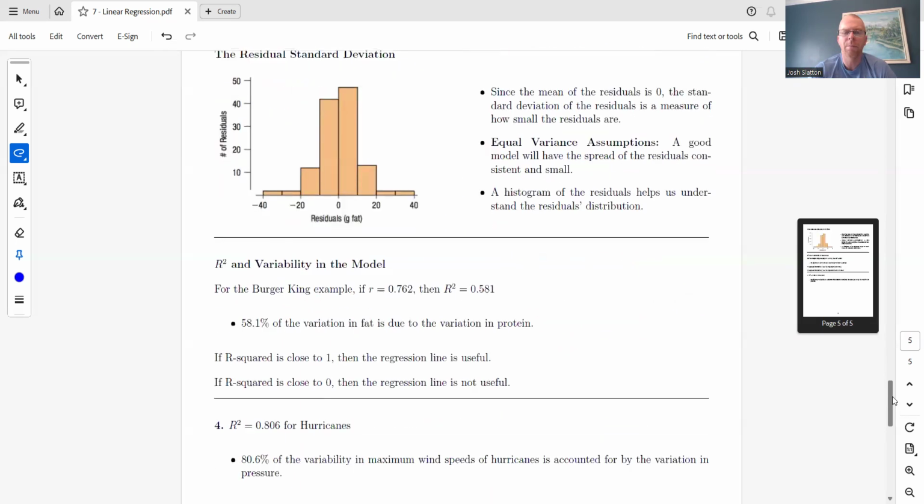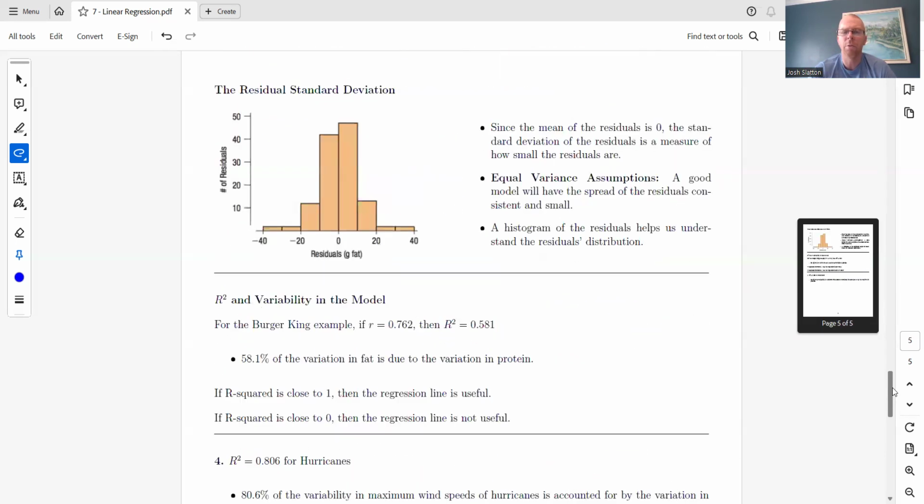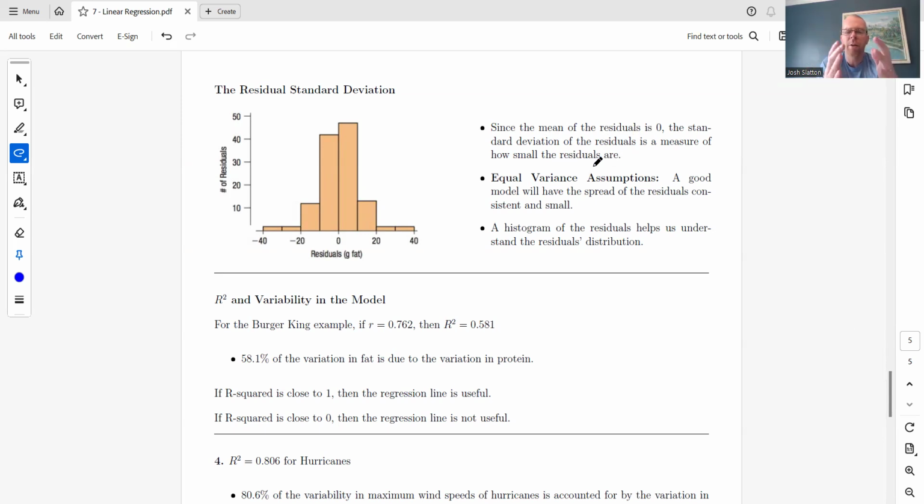All right, so then the residual standard deviation. This is just putting all those residuals on a histogram. And since the mean of the residuals is 0, the standard deviation is a measure of how small the residuals are. The closer all these are to 0, the better, because that would mean a very strong relationship and you're making accurate, or reasonably accurate, predictions. So a good model will have the spread of the residuals consistent and small. And small, of course, is a relative number.